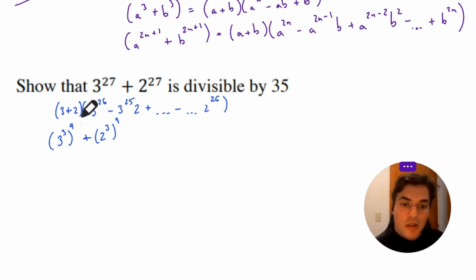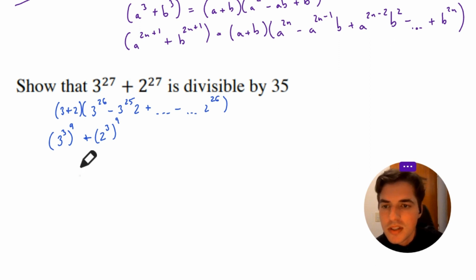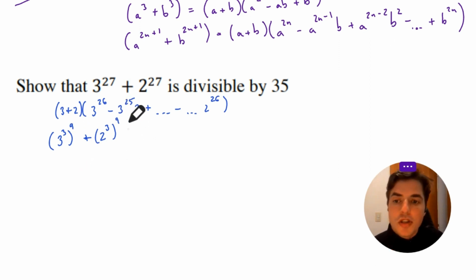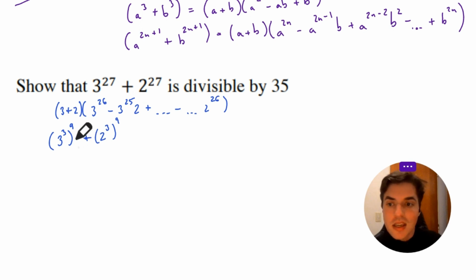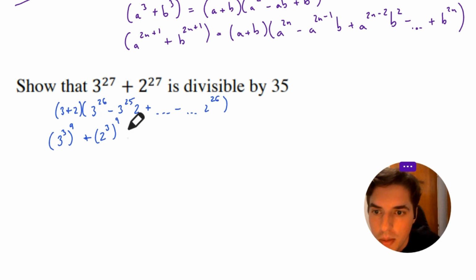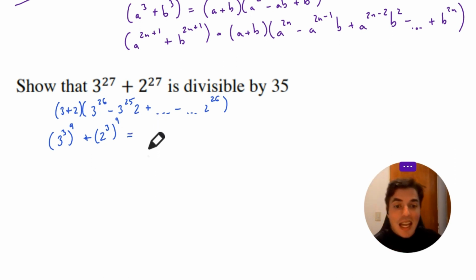Because when we raise an exponent to an exponent, we multiply them. So 3 to the 3rd to the 9th would be 3 to the 3 times 9, which is 27. So if we choose to see it this way, we're still raising 3 to the third to an odd power and 2 to the third to an odd power. And that was a bit of a guess. We could have tried it the other way around. We could say 3 to the ninth plus 2 to the ninth, both of those to the third, and factor it that way.